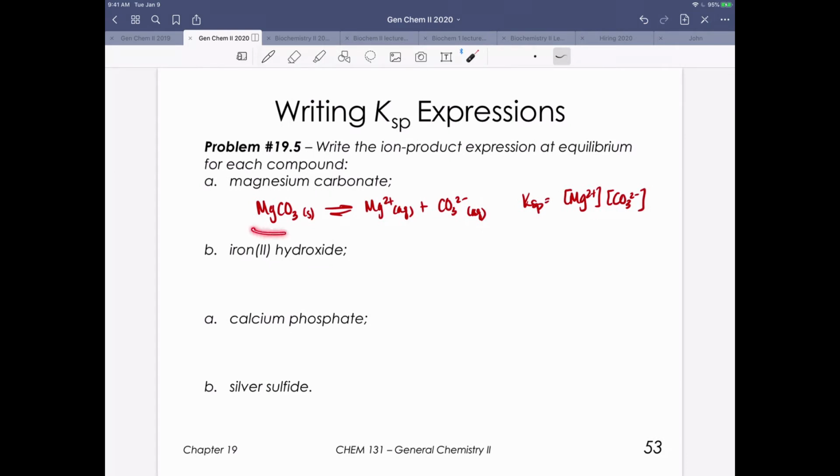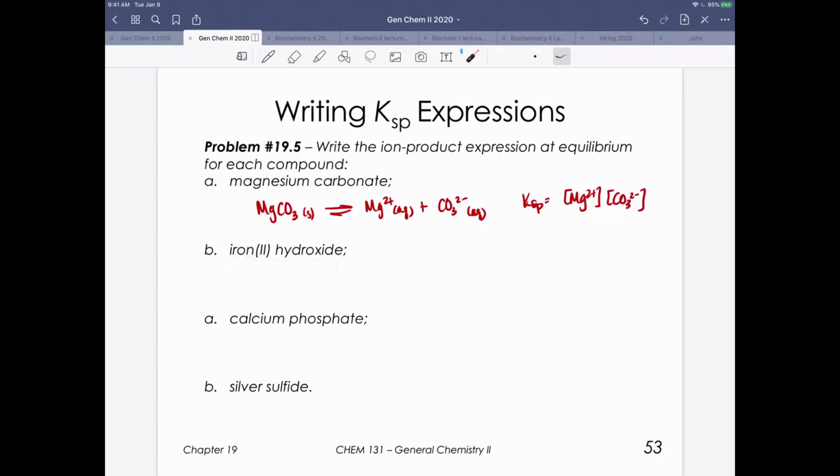So again, magnesium carbonate is MgCO3 solid, dissociates into a divalent magnesium cation, and then carbonate, CO3, which is 2-. Writing a KSP, because we don't have solids appear in our KSP expressions, and there's no coefficients here that we need to worry about, the solubility product, the KSP, is just the concentration of magnesium times the concentration of carbonate.